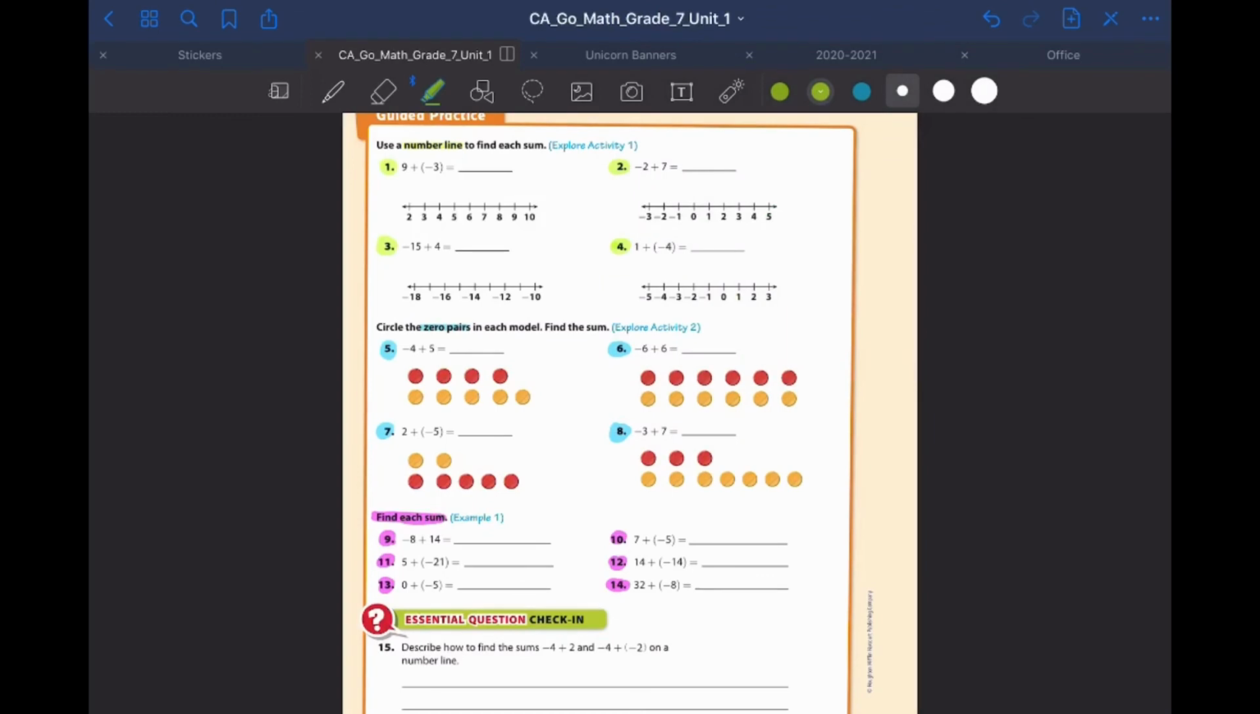And the essential question. Describe how to find the sums negative 4 plus 2 and negative 4 plus negative 2 on a number line. So first, you have to find this one on a number line, and then you find this one on another number line, and describe how you would find those, okay?